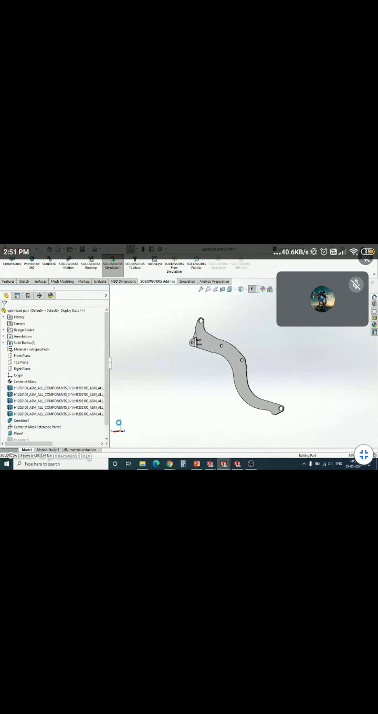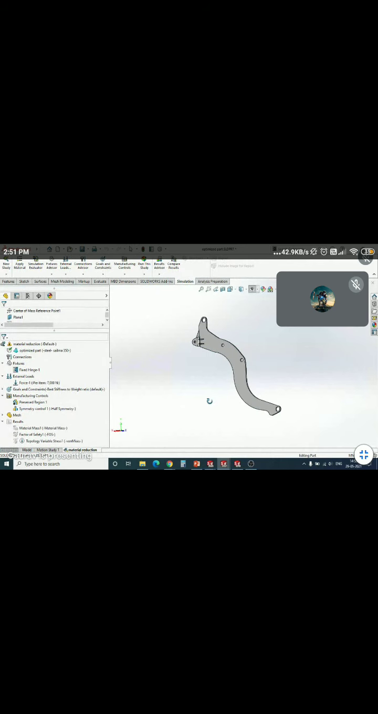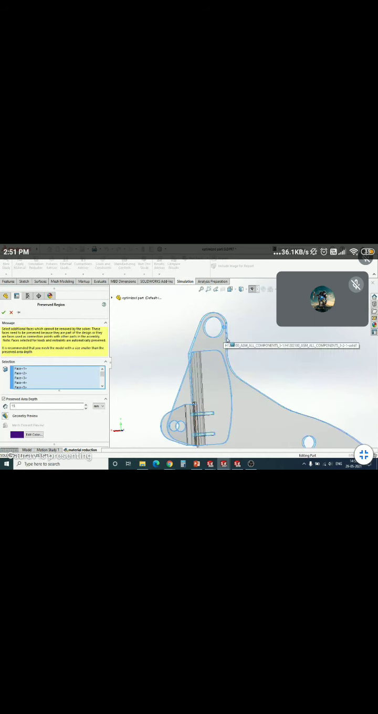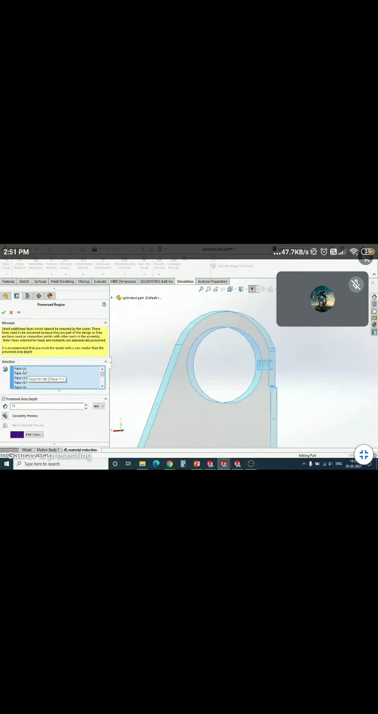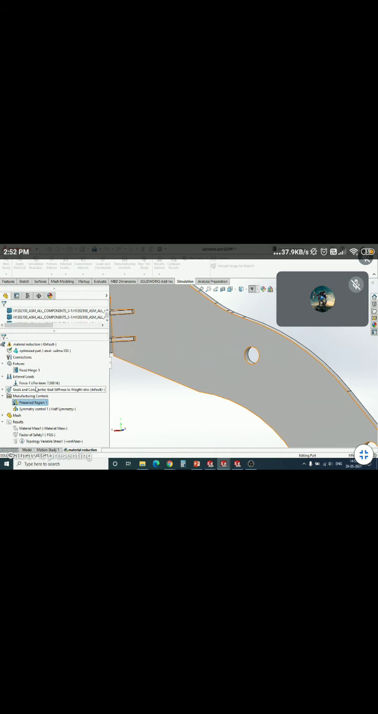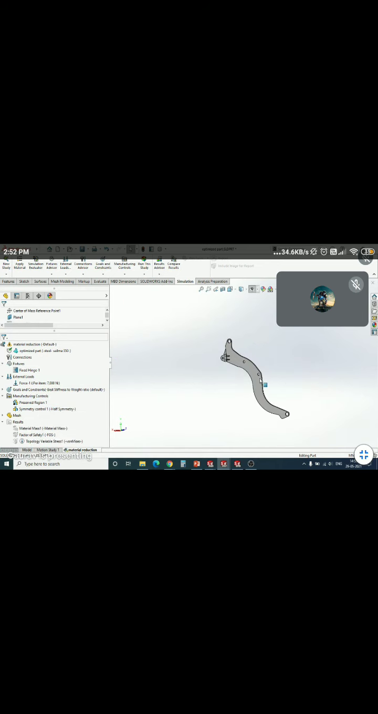Yes, correct. Also, you can specify preserved regions. Means there are a few holes where bearings or pins might be coming. So the software should not remove material from there, right? So I have selected a few regions, what you are seeing in this light blue highlighted color, where the software will not remove any material, correct? So you can specify these preserved regions also. And since it is symmetric, I have applied a symmetry type of condition, right?